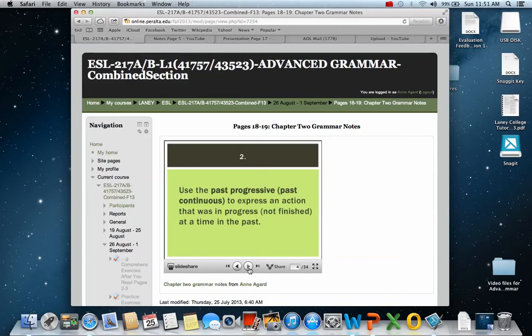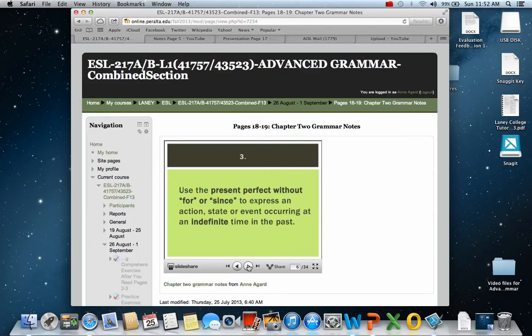You use the past progressive or past continuous to express an action that was in progress or not finished at a time in the past. For example, Runza was studying pharmacy at the university when she decided to get married. And we've talked about how this is always a continuing action interrupted by another action in the simple past. And in this sentence, it's explicit. Here is the continuing action interrupted by this action in the simple past. Sometimes the simple past action is implied and not stated in the sentence, but in this case it is.